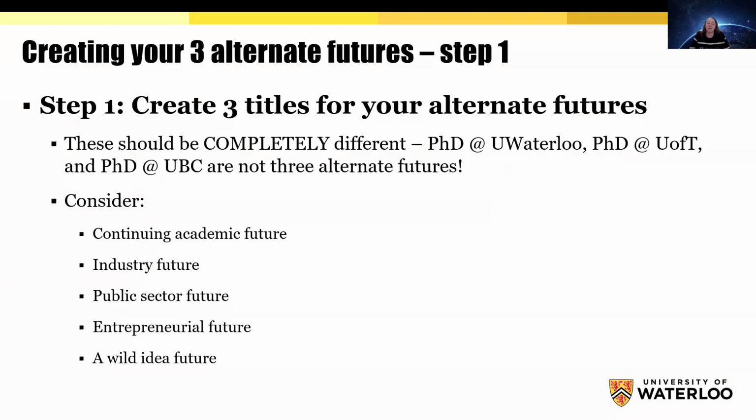These should be drastically different. If you create three different futures, such as a PhD at Waterloo, a PhD at U of T, and a PhD at UBC, they're not really three alternative futures, right? They're all leaning toward a similar thing, doing your PhD, or maybe replace it with postdoc if you're a PhD. And they're all going to have fairly similar roots in terms of what you do during your degree to get there. What I'm talking about is three different futures. Whether it be doing your PhD or a postdoc as one future at Waterloo or wherever else.